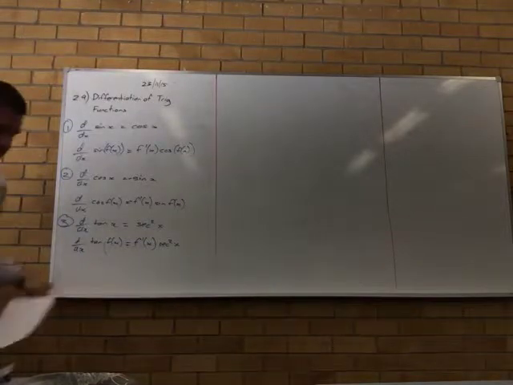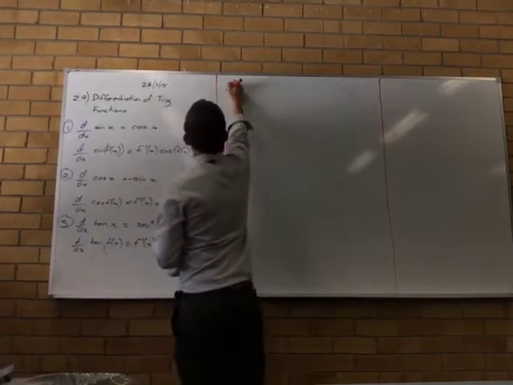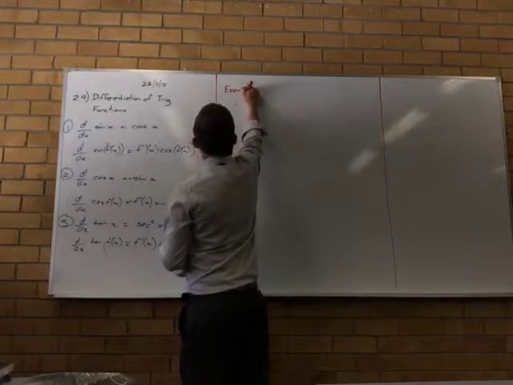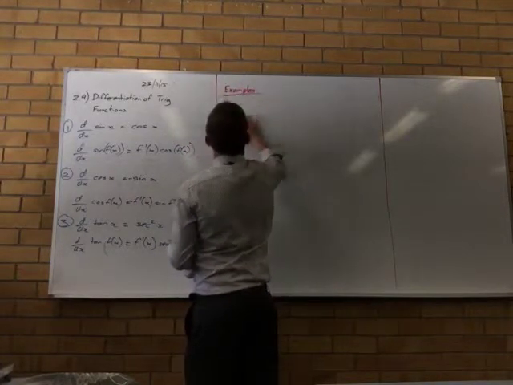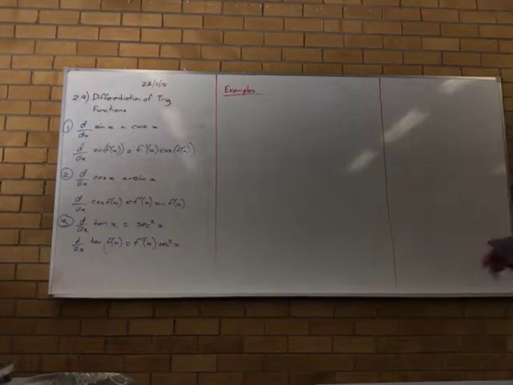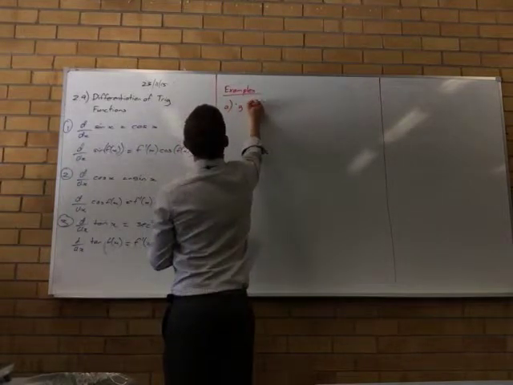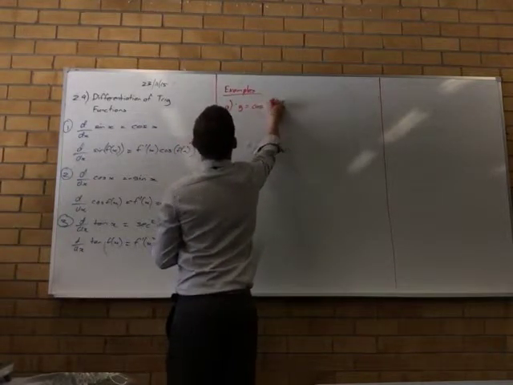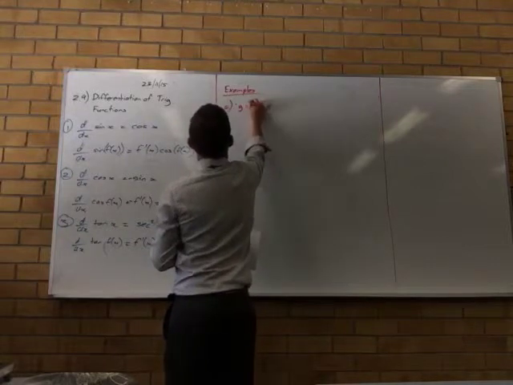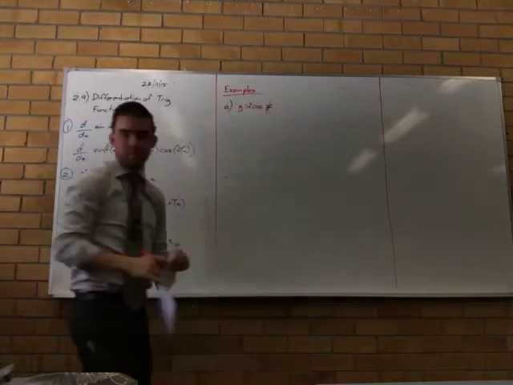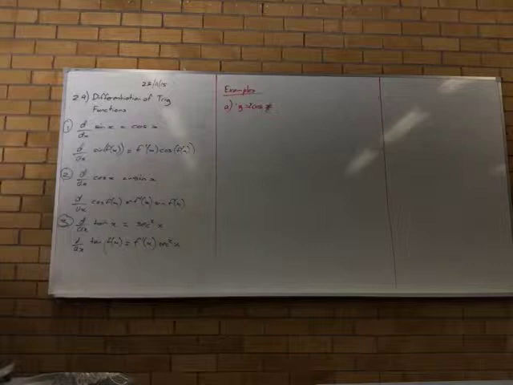Okay, so let's differentiate the following. Example. Right. So, first one. Differentiate the following. y is 2 cos of x. So what do you think the answer is going to be?